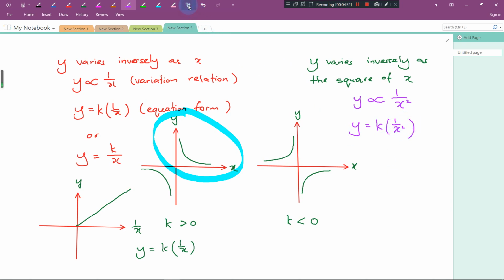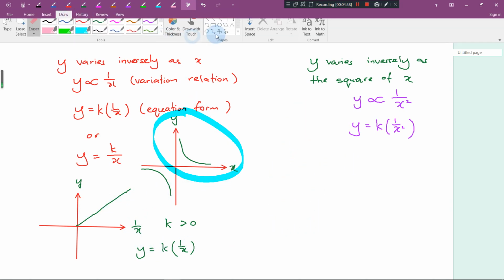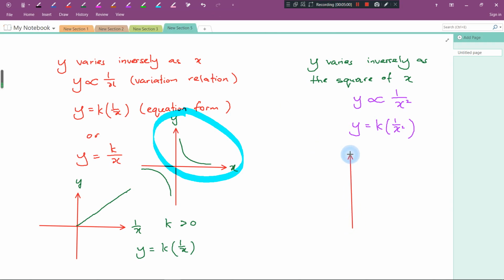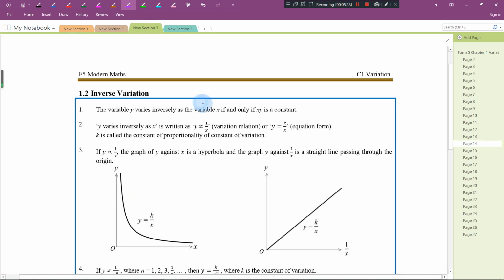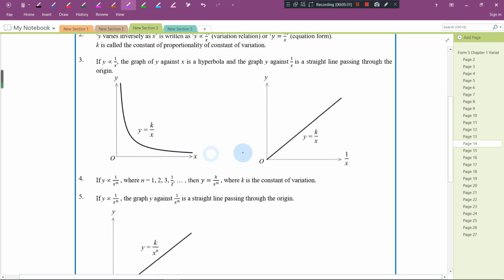So how about if now I ask you to draw a graph? Let me redraw it again over here. Try to guess what graph you will get if you draw y against 1 over x squared. Let's say the k is positive. What's the graph that you should get? You actually get a straight line passing through the origin, and the k is the gradient of this graph. Okay, now let's go back to my notes. So these are what I told you just now.